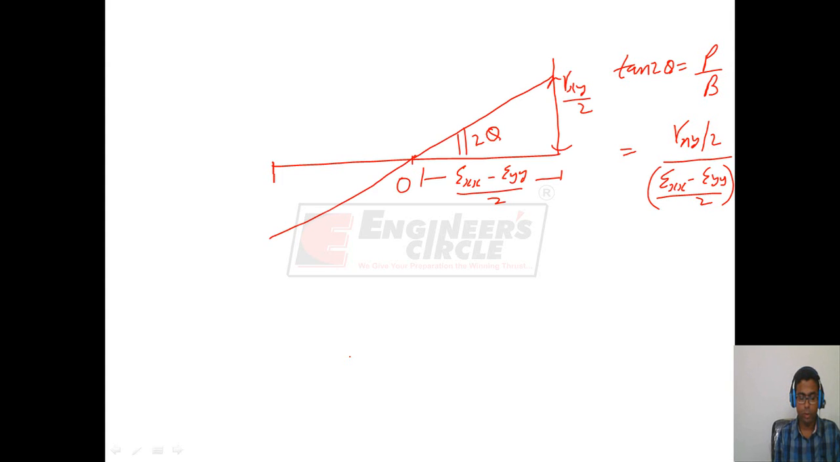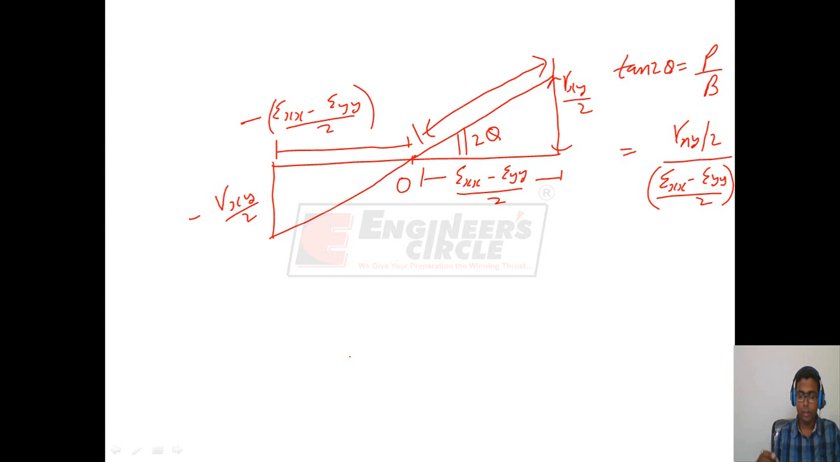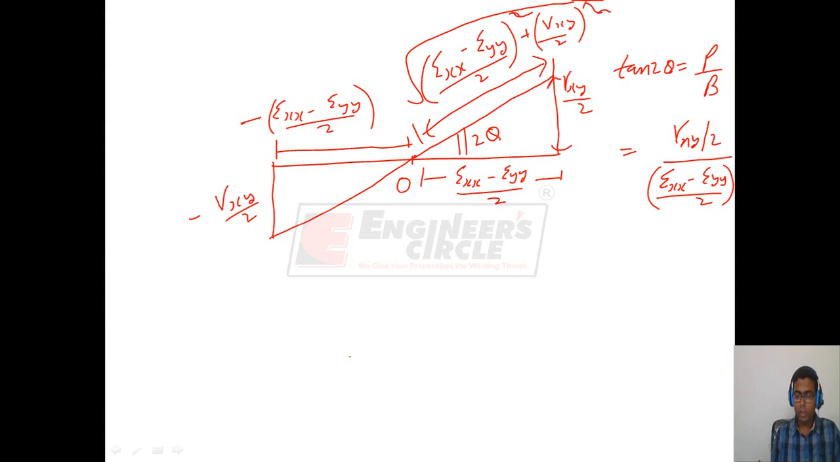Similarly, we extend the hypotenuse. So this is minus gamma xy/2, and this is (epsilon xx minus epsilon yy)/2 with a minus sign. This is the hypotenuse of the right angle triangle, and it can be found as the square root of ((epsilon xx minus epsilon yy)/2) whole squared plus (gamma xy/2) whole squared. We call this r. So this is also r. This angle is also 2 theta.